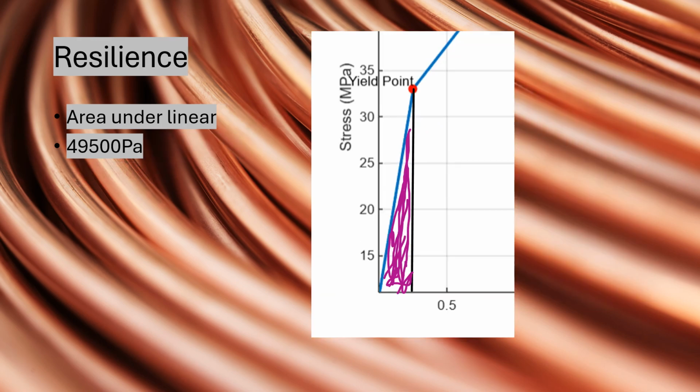We have the resilience. It is the total area under the elastic curve. In this case, we can see that it is 49,500 pascals. To get this, you can use the area of a triangle, which is 1/2 base times height, using the coordinates of the yield point for the base and height.